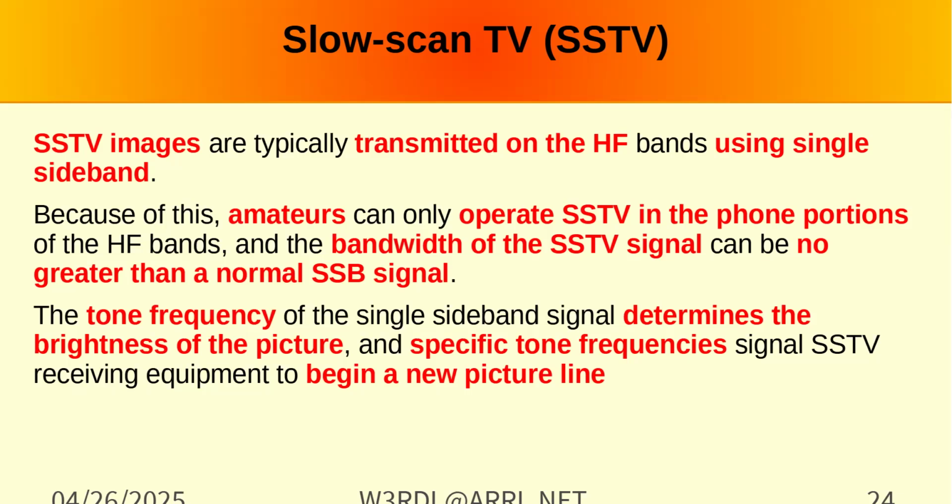The tone frequency that gets sent as part of the sideband signal is equivalent to the old luminance, which was the brightness of the black and white signal. And then they have a specific tone that gets sent, which is essentially start a new picture line, or a new line like in text.